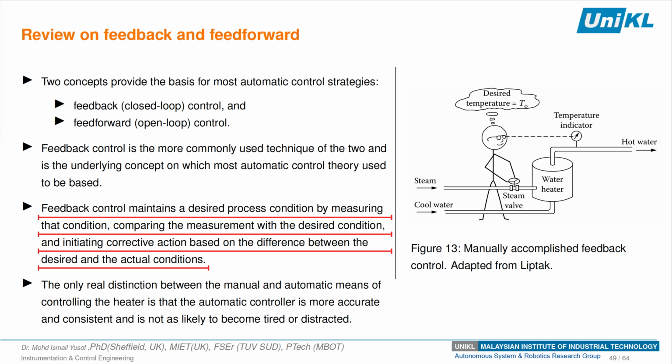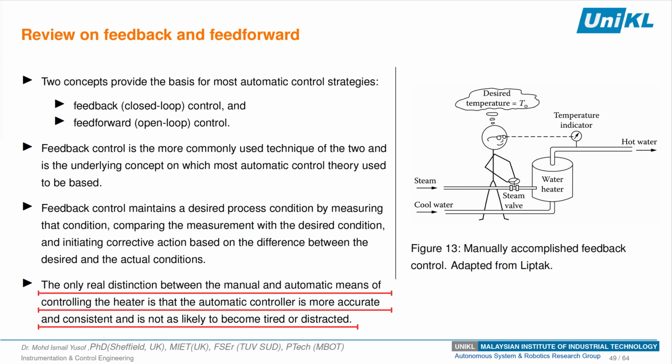Feedback control maintains a desired process condition by measuring that condition, comparing the measurement with the desired condition, and initiating corrective action based on the difference between the desired and the actual conditions. The only real distinction between the manual and automatic means of controlling the heater is that the automatic controller is more accurate and consistent, and is not as likely to become tired or distracted.